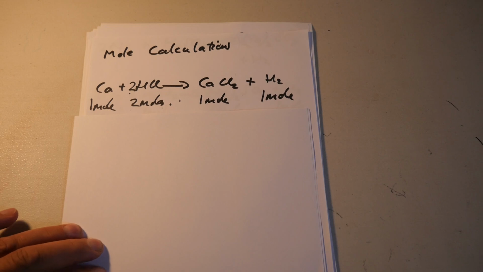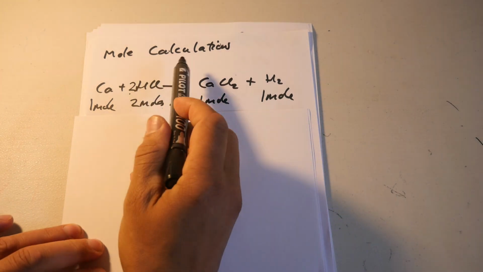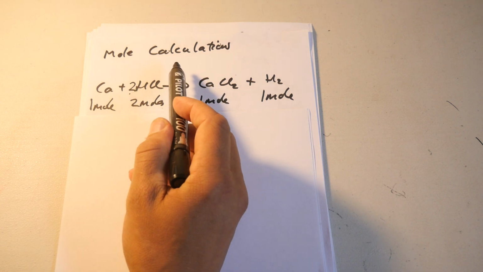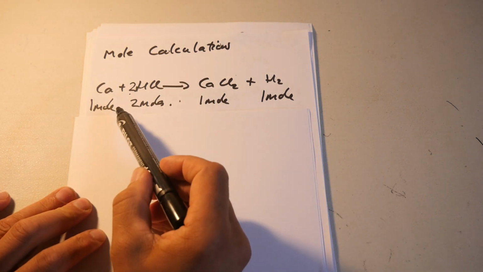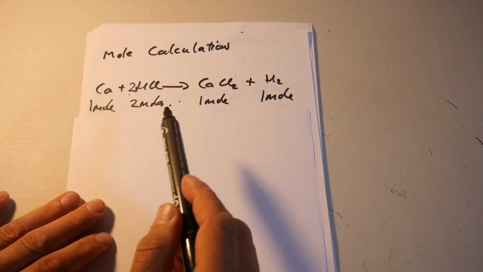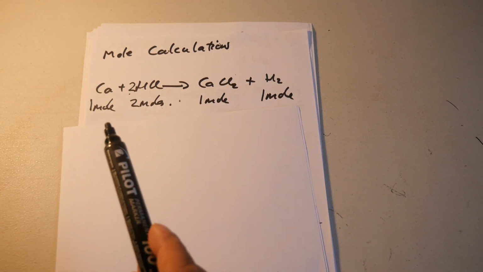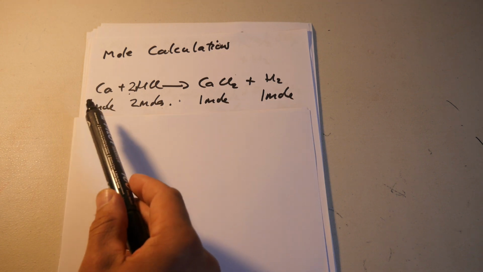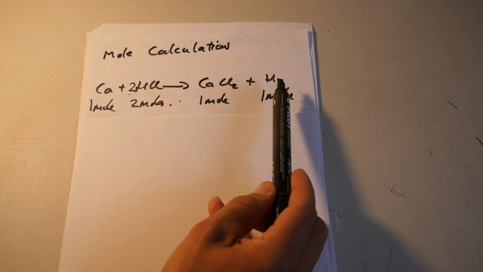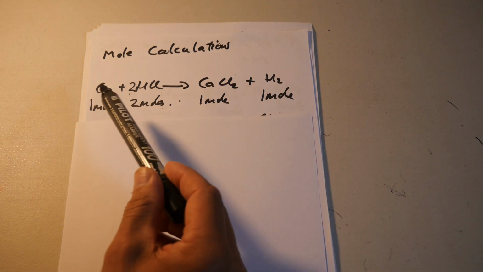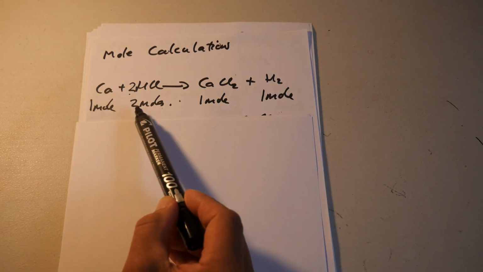Hi everyone, so in my previous video in the mole I showed how to work out number of moles, and I briefly went over mole calculations with equations. So when you write your equation out, calcium plus hydrochloric acid becomes calcium chloride plus hydrogen. You must always write the mole ratios first.